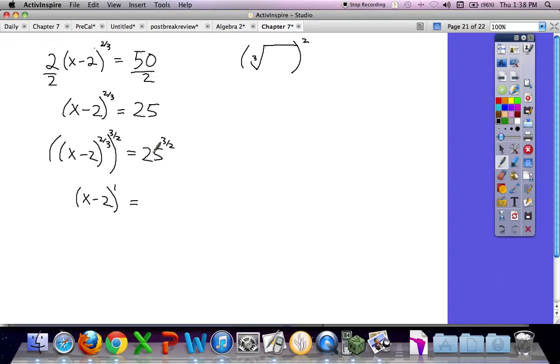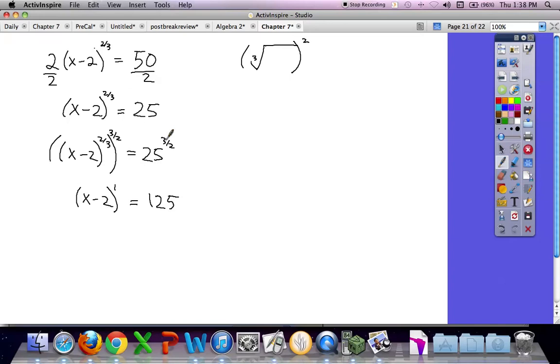Right? 25 to the 3/2. The square root of 25 is 5. 5 to the third is 125. You can put that in the calculator if you want to figure that out, if you don't understand how to take the square root and then cube it.